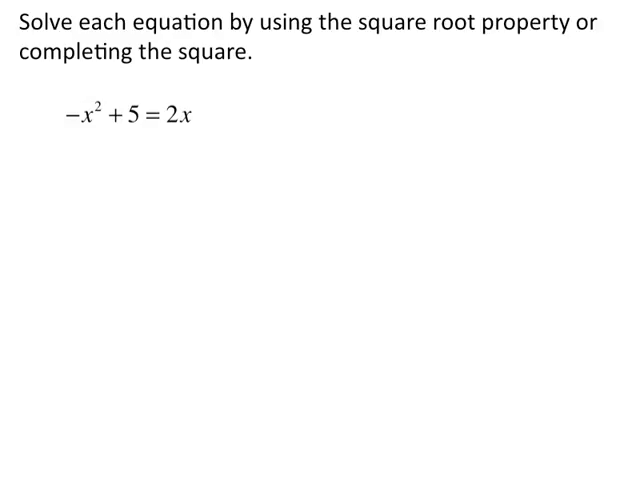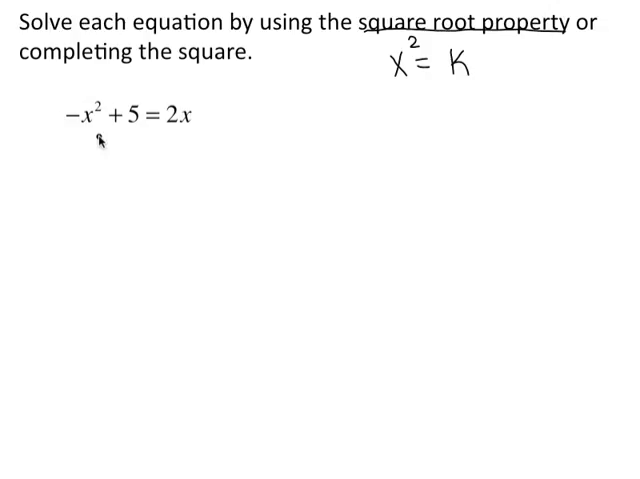Solve each equation by using the square root property or completing the square. So recall that the square root property, you need something square on one side and then a constant on the other side. So our problem is not set up like that. So we need to set it up like that. Something square on one side and a constant on the other side.